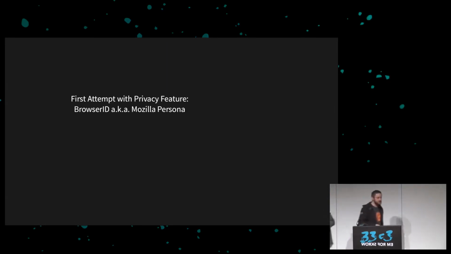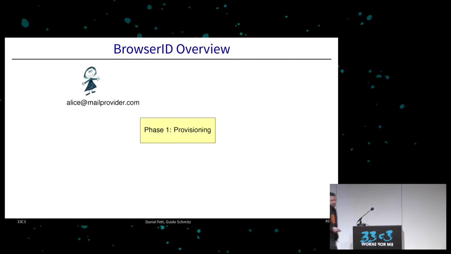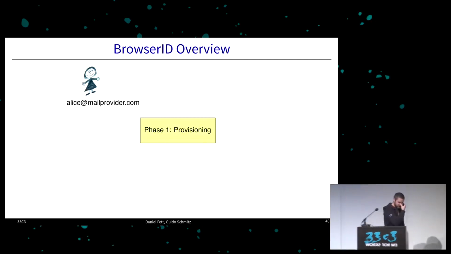Speaking about privacy, we mentioned earlier already that there was a single sign-on system that tried to provide privacy, namely BrowserID, alias Mozilla Persona. As we already said before, this is a web-based single sign-on system with the design goals of having no central authority and providing better privacy. Spoiler alert, they failed at both. So how does BrowserID work?